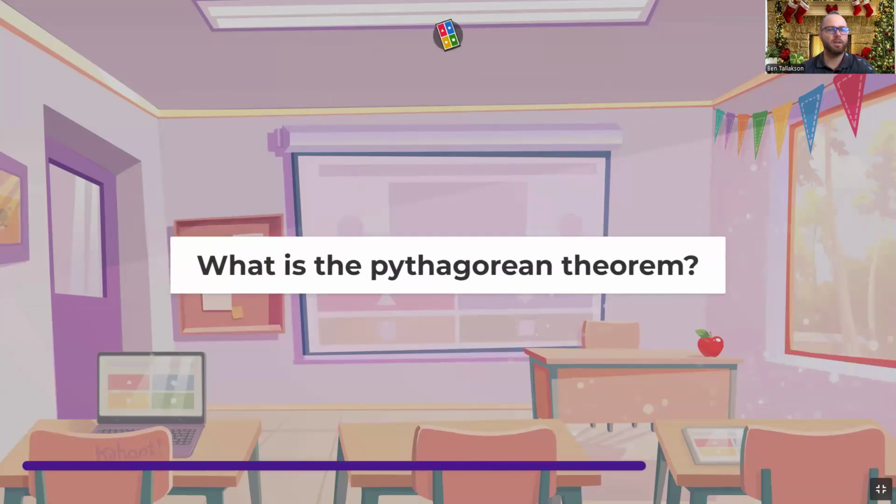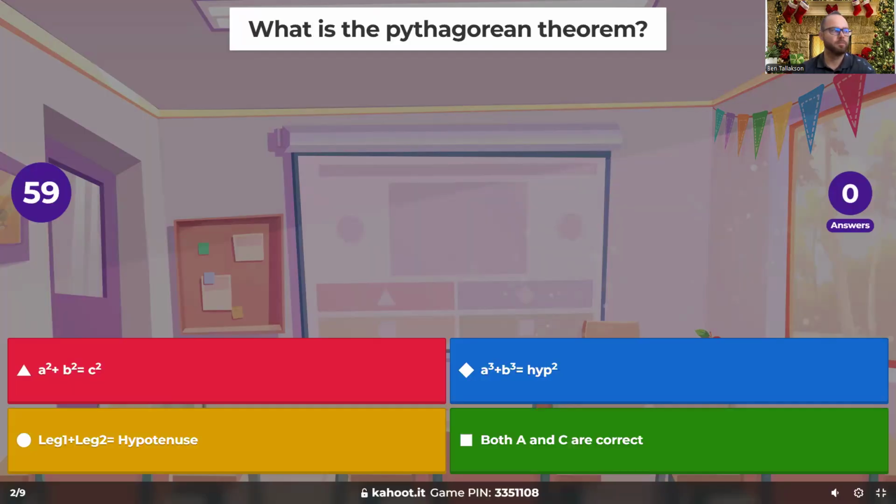Number 2. What is the Pythagorean theorem? We've went over this recently. Double check your answers. Maybe look at your notes. Nothing wrong with that.